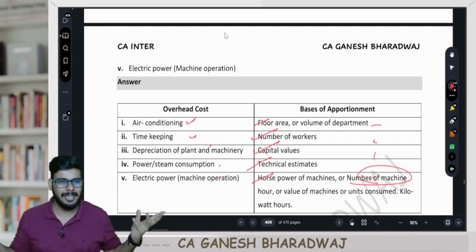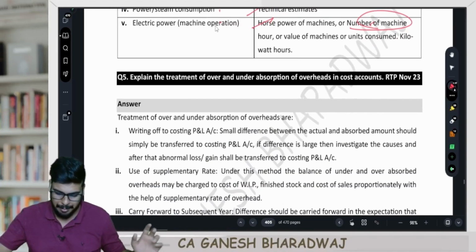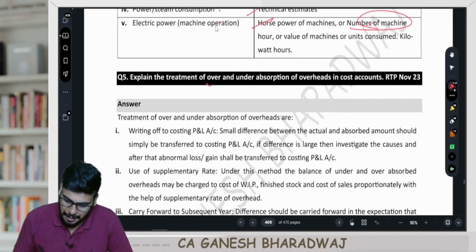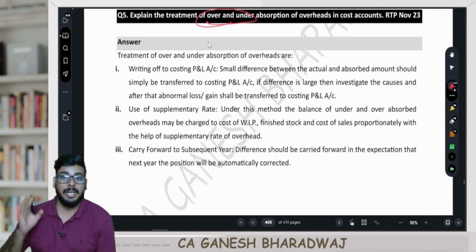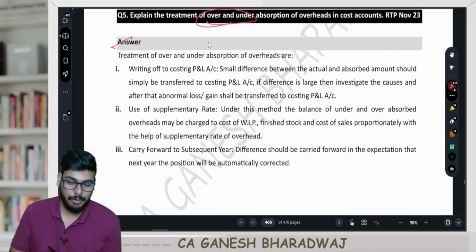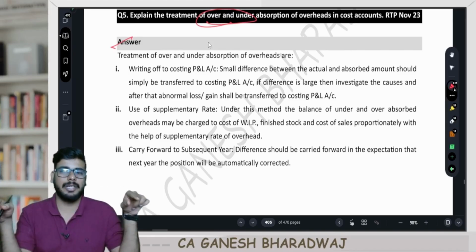That's about it. Easy, guys. Don't think theory is some rocket science and all. It's very simple. And finally, explain the treatment of under or over absorption in cost accounts. Look how they have mentioned here. For theoretical purpose, this is how you need to write. Now what we do? Classify, find out the reason.